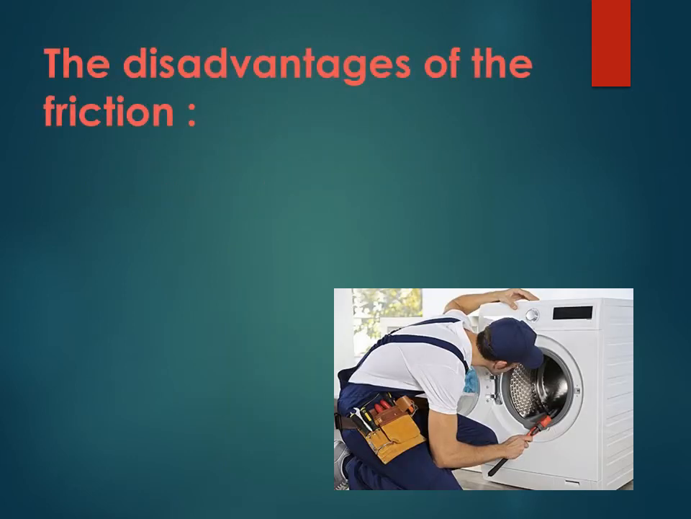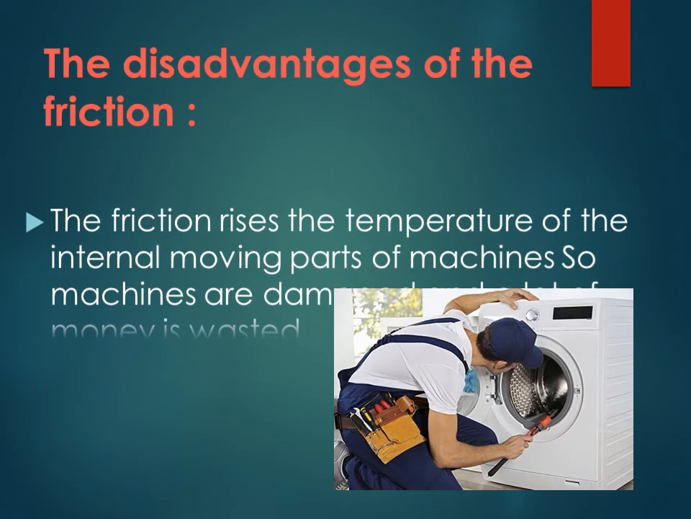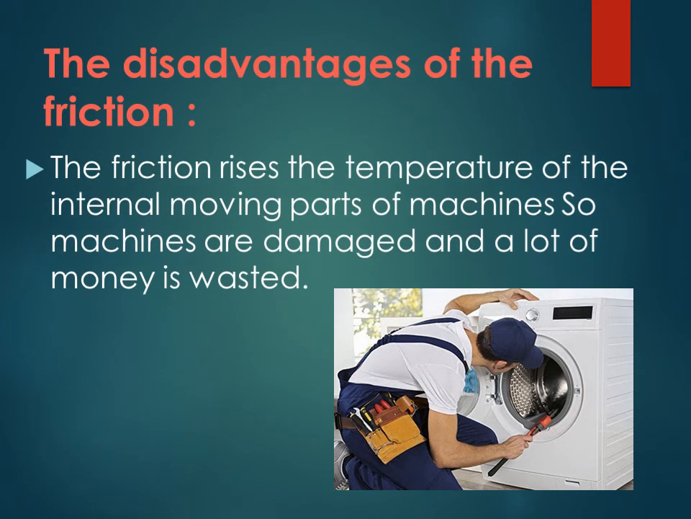As the friction has advantages, it also has disadvantages. Friction raises the temperature of the internal moving parts of the machines. Just try to rub your hands together. You will feel that your hands become warm. Then the friction raises the temperature of objects. الفريكشن بيعلي لي درجة الحرارة بتاعة الأشياء.